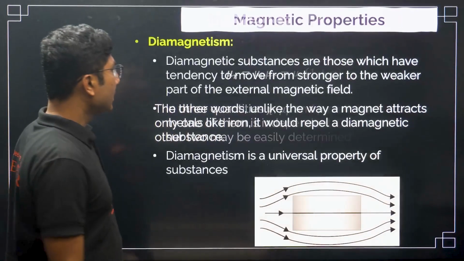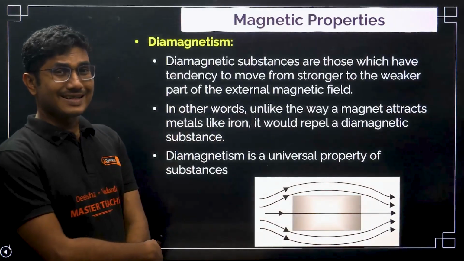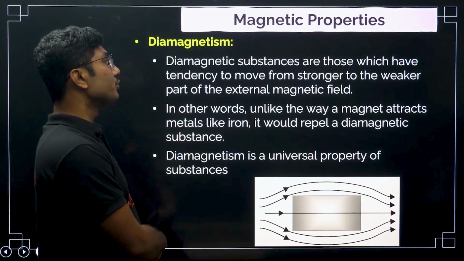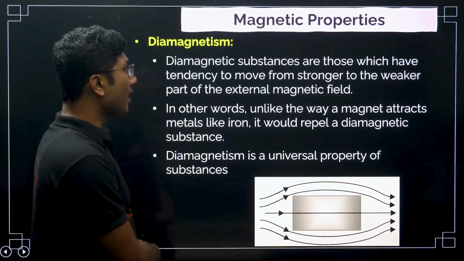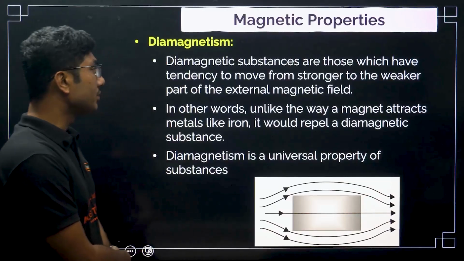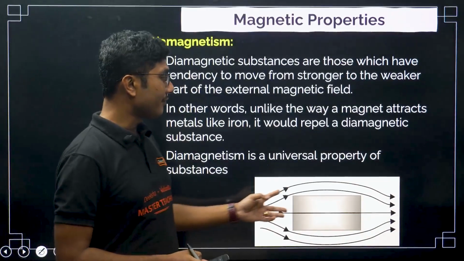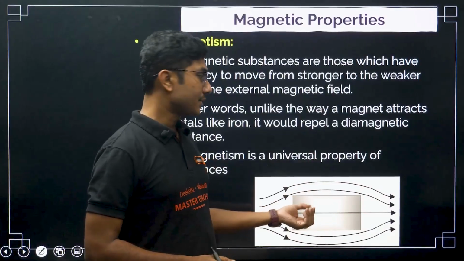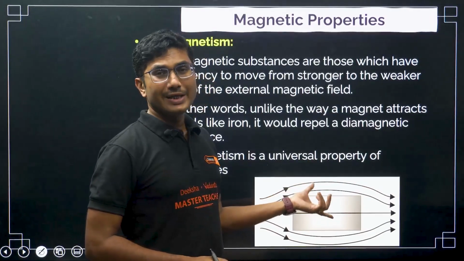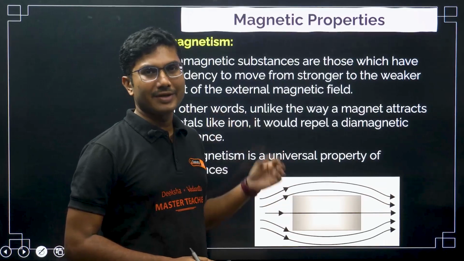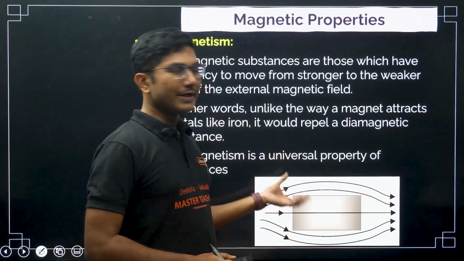Now next is magnetic properties. There are three properties. Diamagnetism. Diamagnetic substances are those which have a tendency to move away from the stronger to the weaker part of the external magnetic field. So if you apply an external magnetic field around certain substances, they will slowly repel the applied magnetic field, very slowly. It will not repel very strongly.